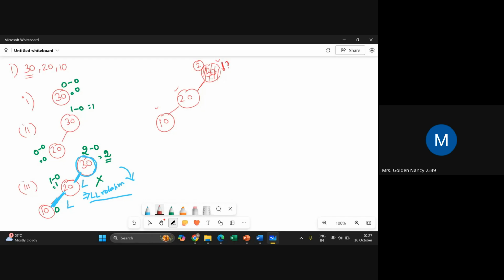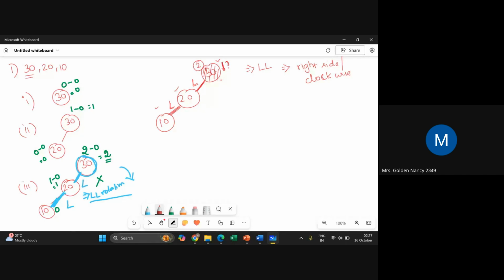So what you have to do here? Why did the problem occur? Because you have inserted a new node in the left subtree, in the left side of the left subtree. So this is an LL problem. If you get an LL kind of problem, you have to rotate to the right side, or clockwise.